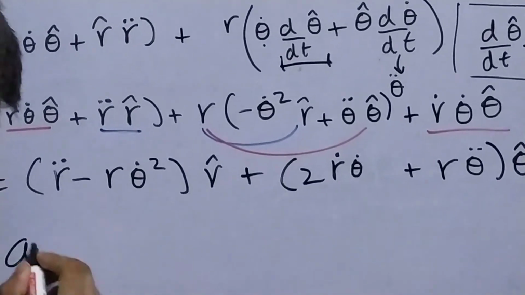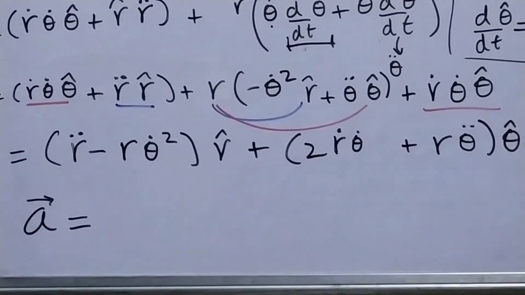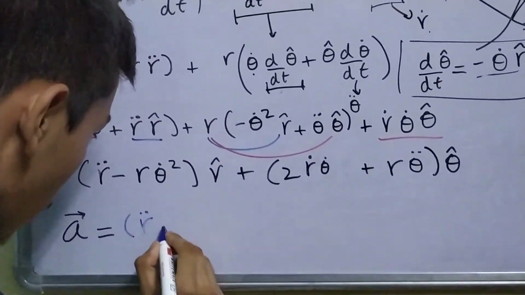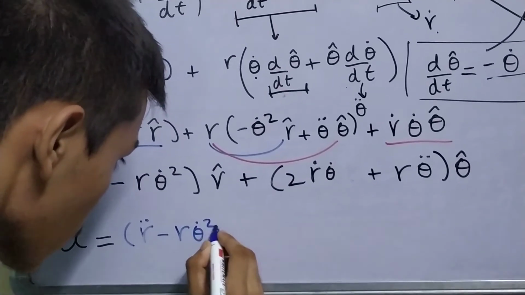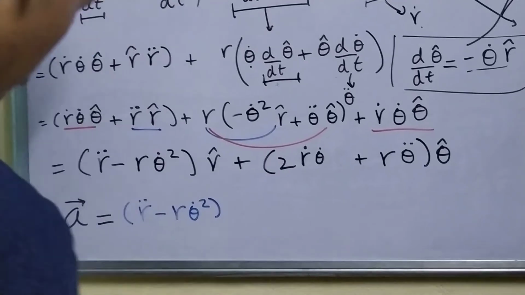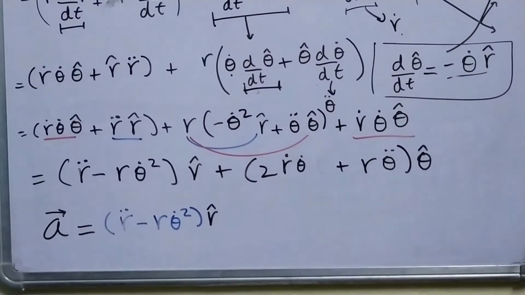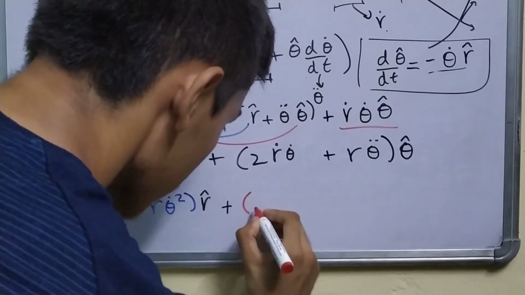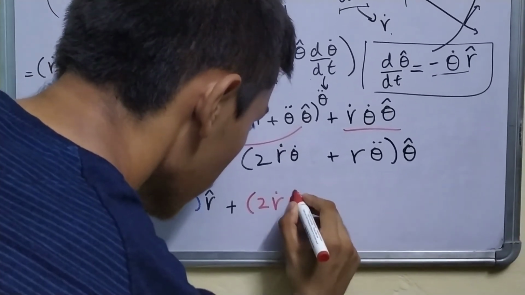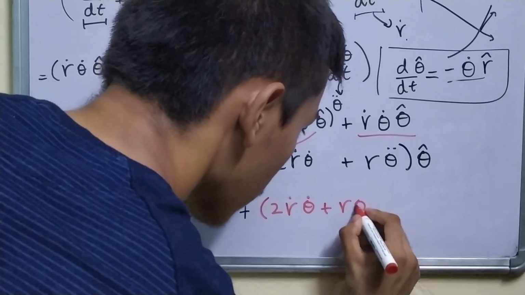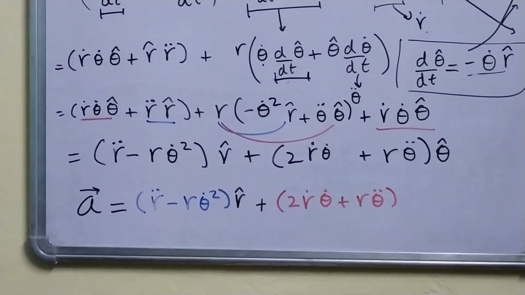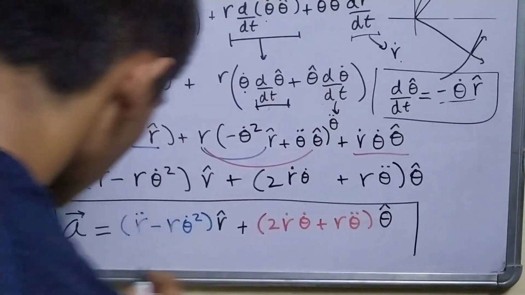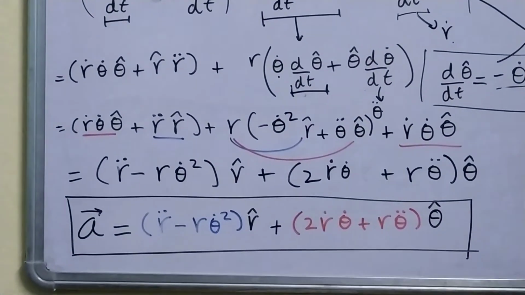So the acceleration of a particle, okay, written in polar coordinates, is r double dot minus r theta dot square, this is in the r cap direction, plus this is the component in theta cap direction, 2 r dot theta dot plus r theta double dot in theta cap direction, and this is the formula for acceleration in polar coordinates.